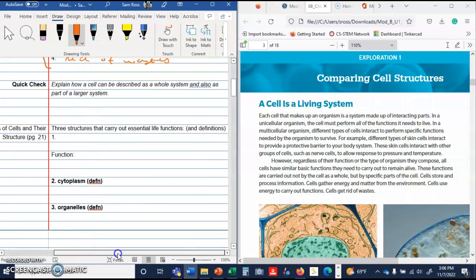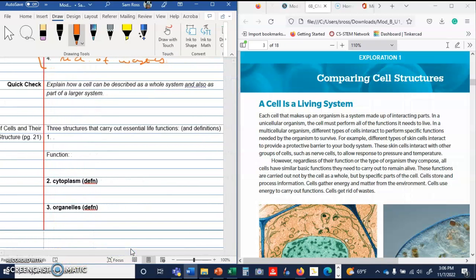Okay, so let's do our first quick check here. It says explain how a cell can be described as a whole system and also as part of a larger system. So cells make up living organisms, both unicellular and multicellular. Unicellular organisms perform all the functions needed for the cell to live. Multicellular organisms are different types of cells performing unique functions to provide for the needs of the whole organism.